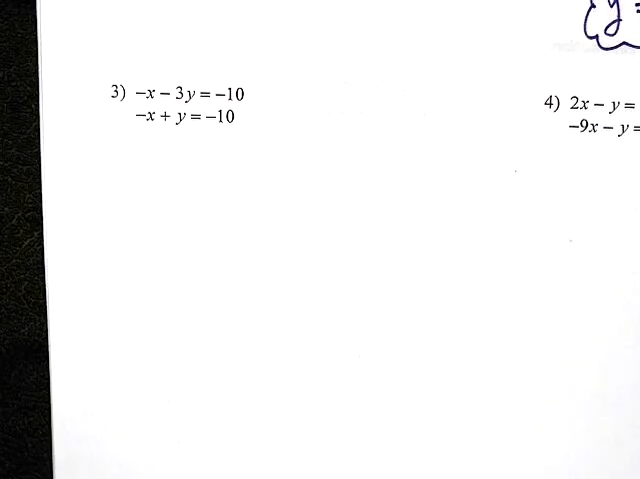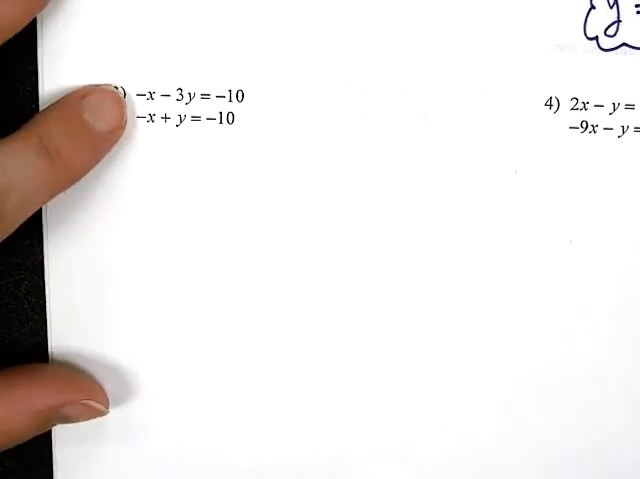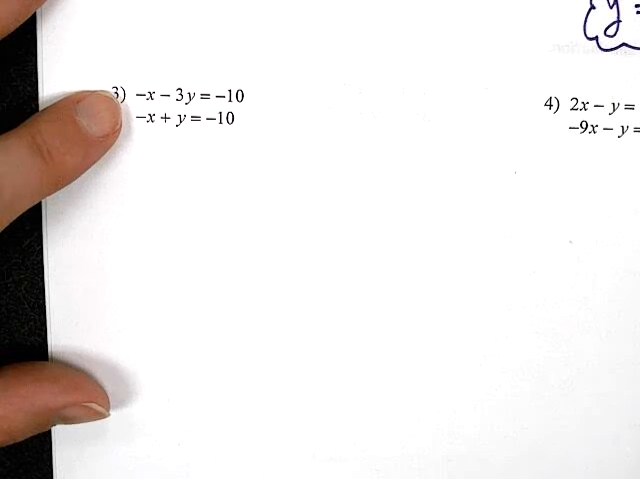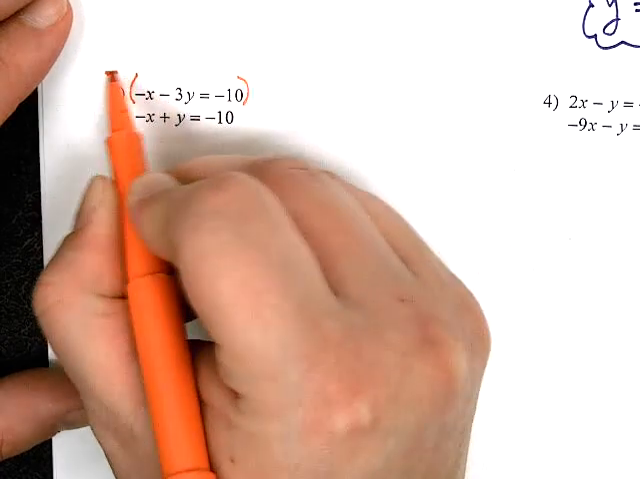So the problem is I need to figure out how I can make one of them to be an opposite coefficient. So I'm going to focus on the x's because they're already the same number. If I could just make one of them positive, I'd be good to go. Well, the only way to take a negative and turn it into a positive is to multiply by a negative 1. All right? If I multiply by negative 1, the only thing it does is change the signs. So I'm going to take my first equation and multiply it by negative 1.